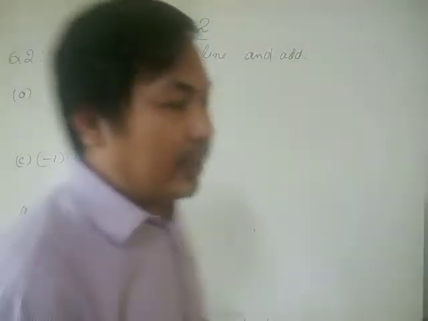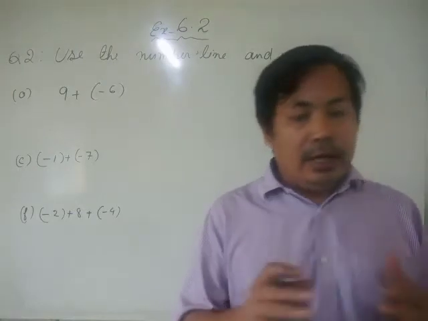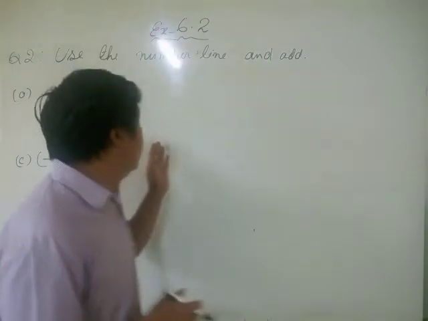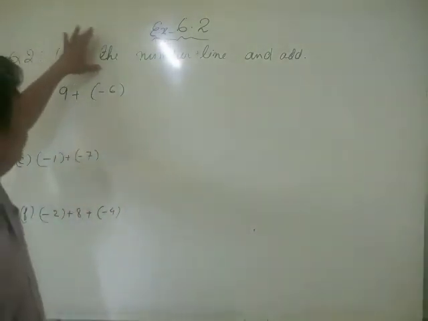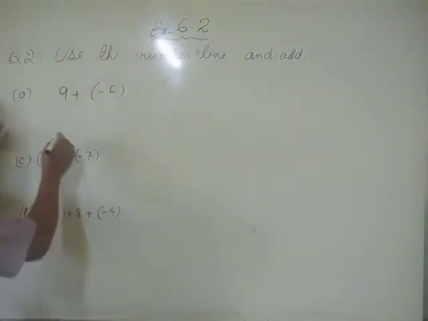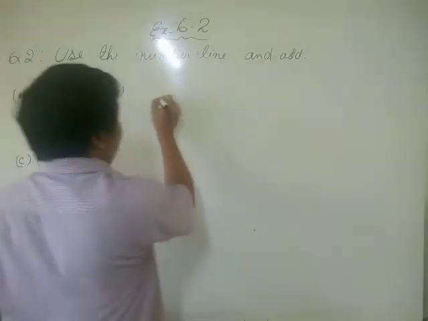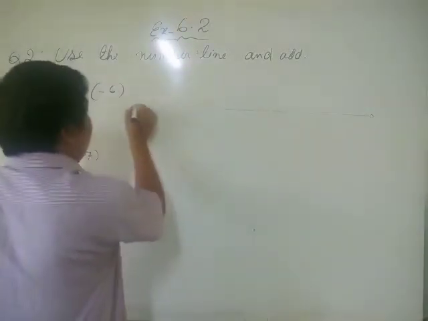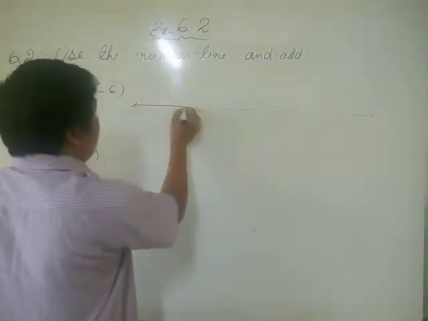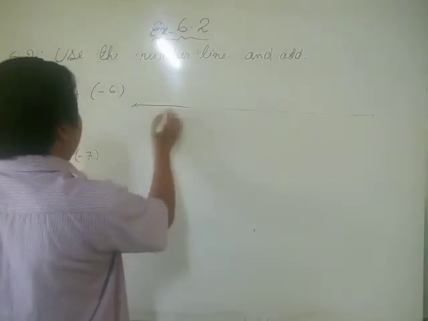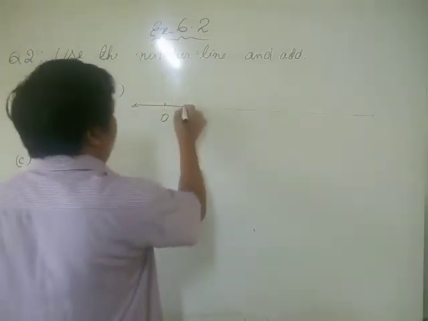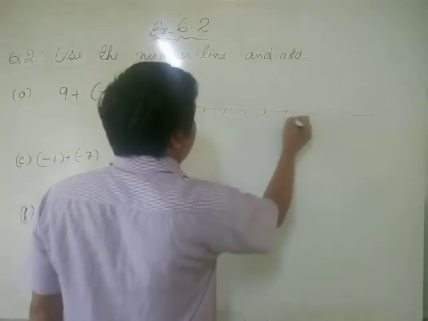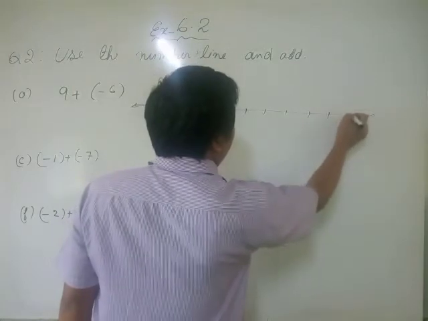Okay, my dear student, now we have the addition of integers, and here also we are going to use the number line to do the addition. See here, question number 2 is asking us to use the number line and add. So we are going to draw a number line like this. Let us start from 0, 1, 2, 3, 4, 5, 6, 7, 8, 9, 10.